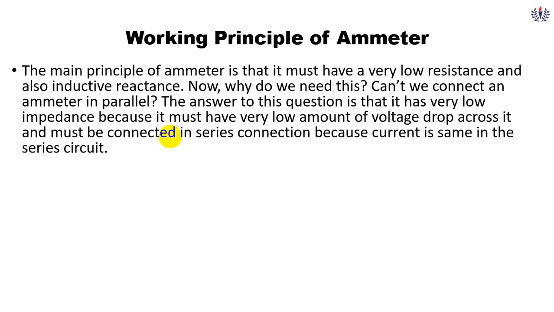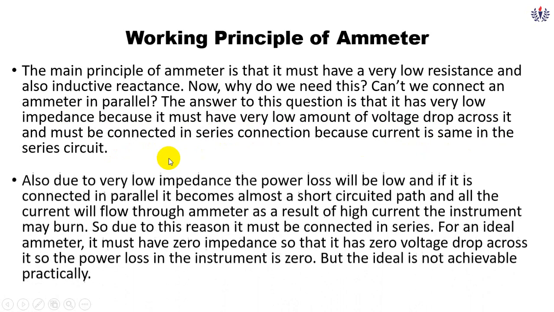Okay, what is the working principle of the ammeter? The ammeter is nothing but it measures the flow of current. So it must have very low resistance and also very low inductive reactance. Why do we need this? Can't we connect an ammeter in parallel? This may be a big question. Why should it not be connected in parallel? Because the impedance of the ammeter circuit is very low, and the voltage drop across it is also very low. So it should be connected in series because the current is the same in a series circuit.